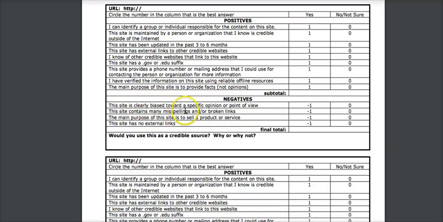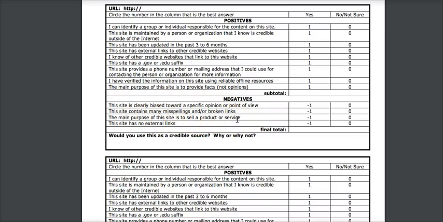The site is clearly biased towards a specific opinion or point of view. I don't think so. I read the article and it seems pretty balanced. It talks about the pros and cons of atomic energy. It's not completely for it or completely against it. And it doesn't use any exaggerating language like always or never or only or best or worst. The site contains many misspellings. It does not.